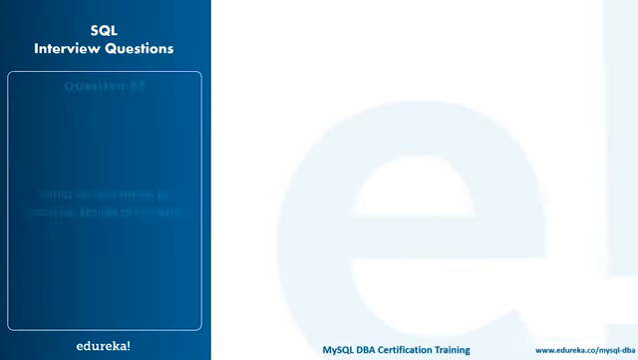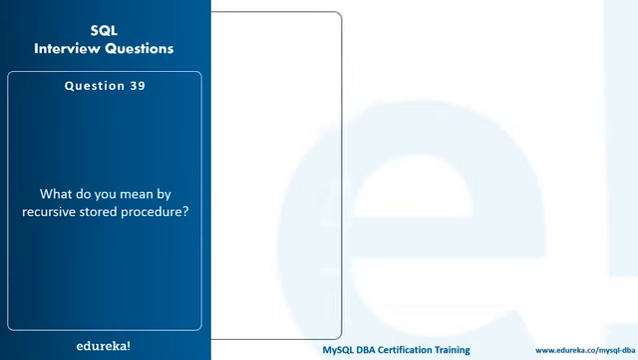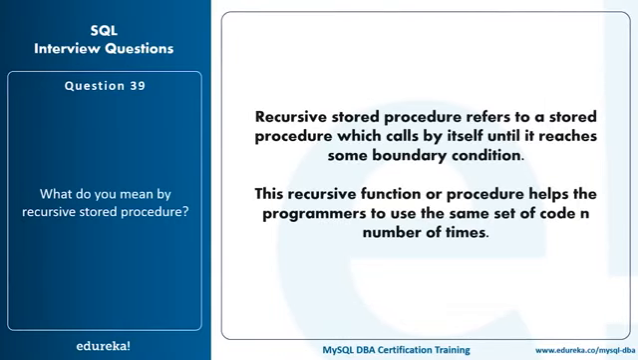Now let's move forward to our next question, that is, what do you mean by recursive stored procedure? A recursive stored procedure refers to a stored procedure which calls itself until it reaches some boundary condition. This recursive function or procedure helps the programmers to use the same set of code n number of times. So basically you'll first mention the boundary condition and then you'll use the recursive stored procedure, which calls itself till it reaches the specified boundary condition.